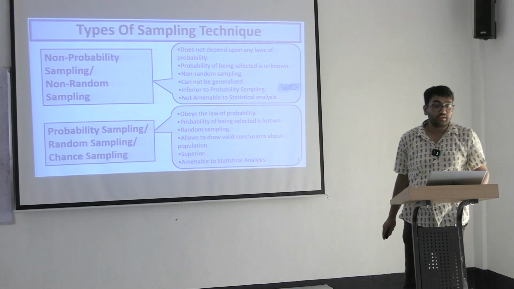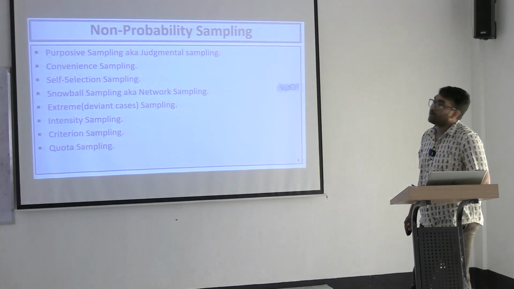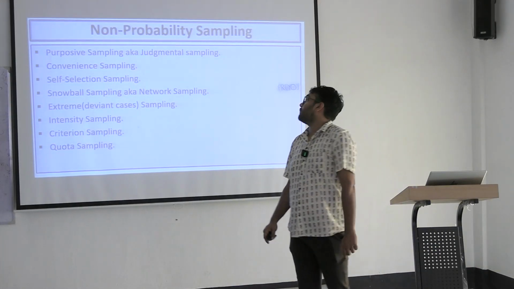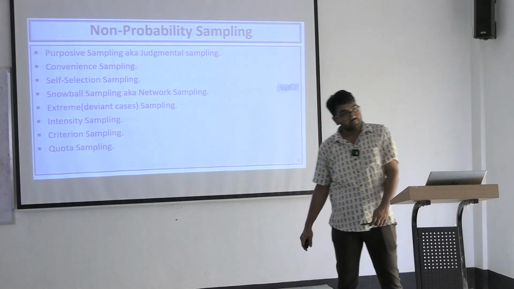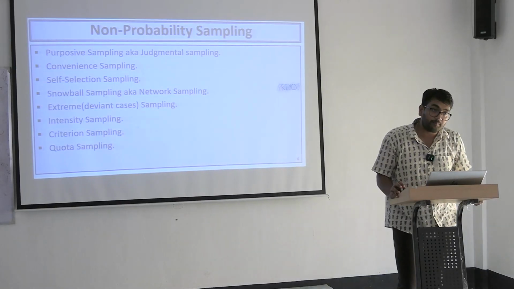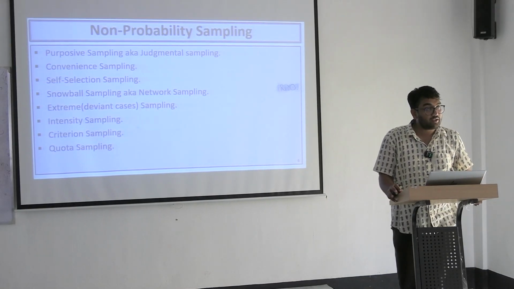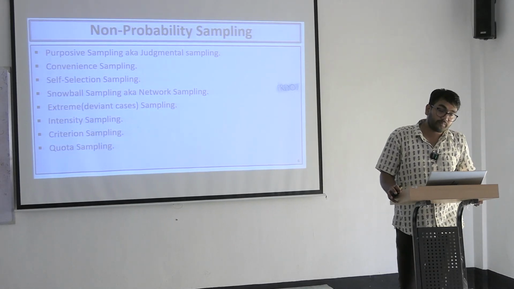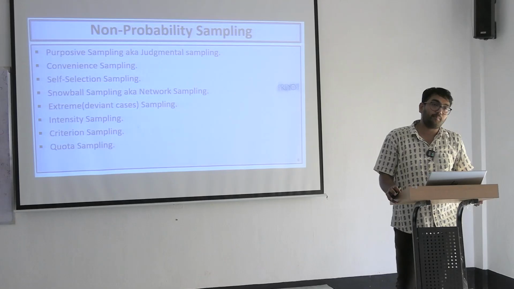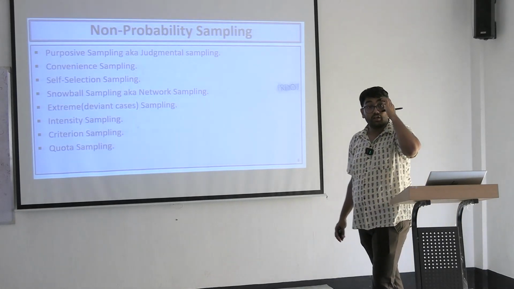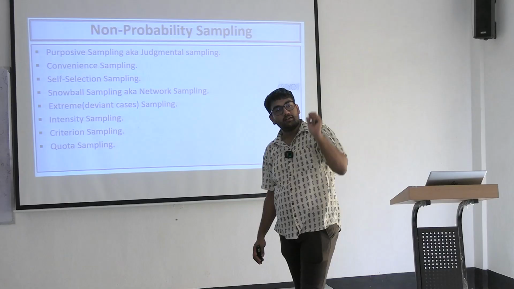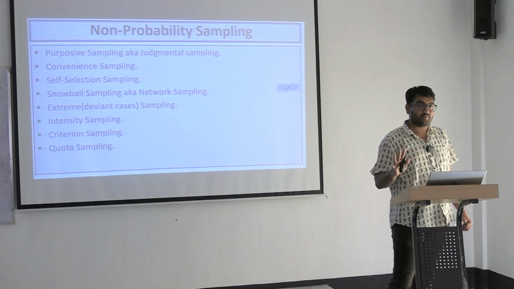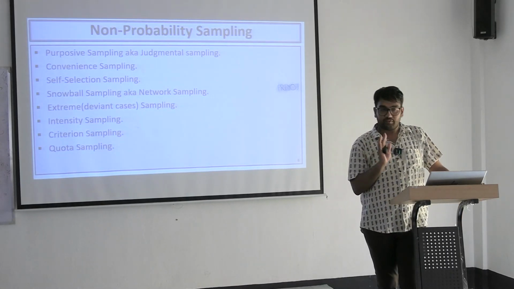So what are the different types of non-probability sampling? These are the various types of non-probability or non-random sampling. One is purposive sampling, one is convenience sampling, then we have self-selection sampling, snowball sampling, extreme or deviant sampling, intensity sampling, criterion sampling, quota sampling. So these are all types of non-random or non-probability sampling. Non-random or non-probability sampling also we do in research. We need to do at times, as we will discuss.